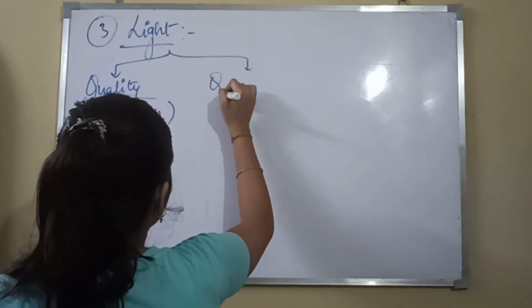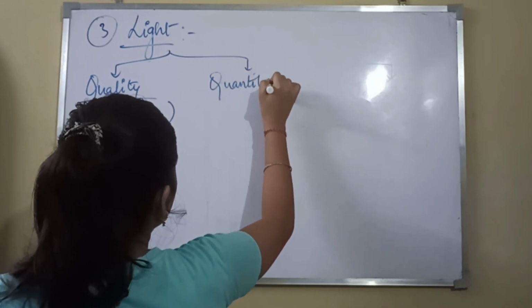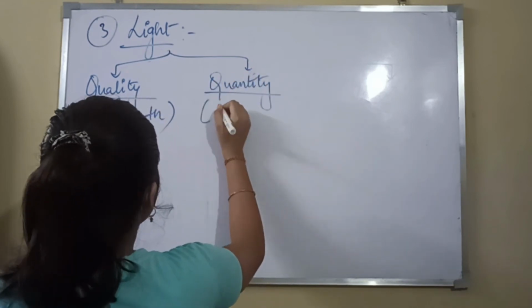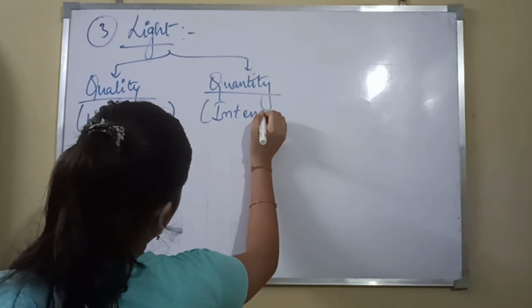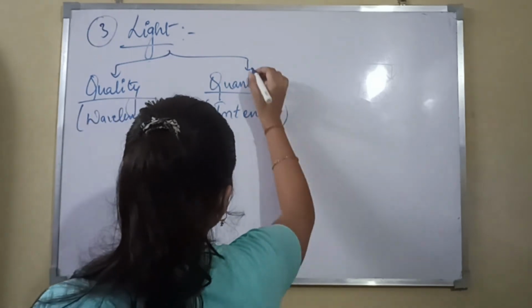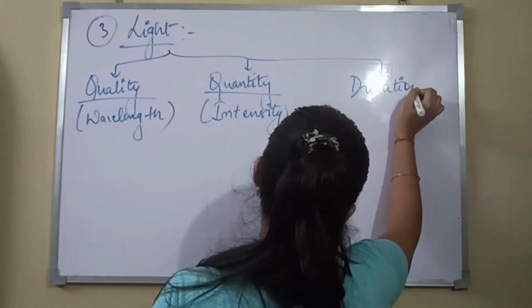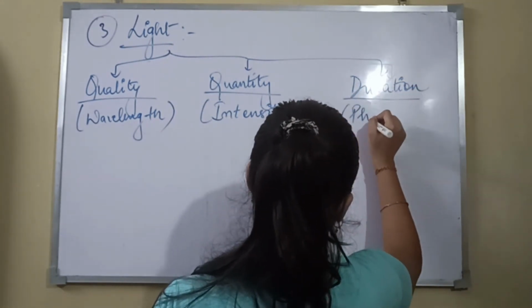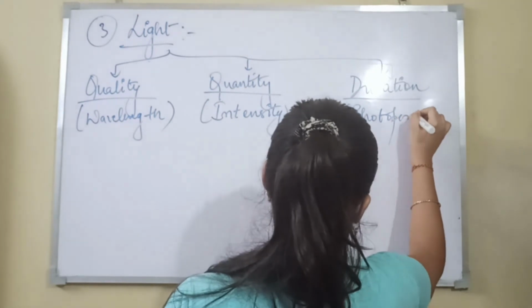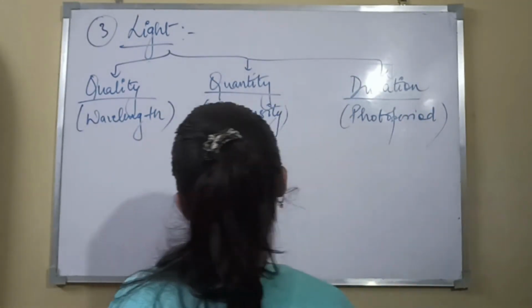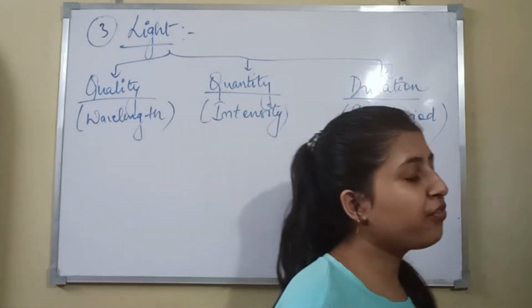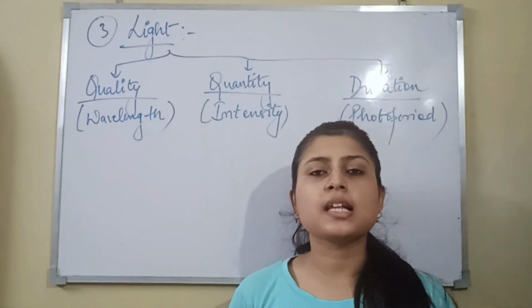Then the quantity of light. Quantity means you will be relating it with the intensity of light, right? And the last one is the duration of light. Duration is also known as photoperiod. Fine. So these 3 are the main parameters which affect plants as well as animals.